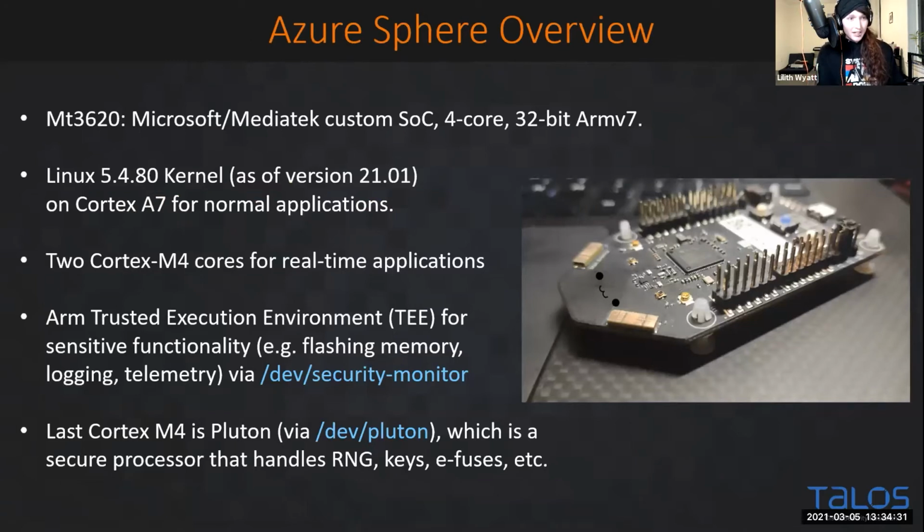As mentioned, it is the MT3620, which is a custom Microsoft/MediaTek SOC. It's 4 cores. You've got 3 Cortex M4s and a Cortex A7, all 32-bit ARM v7. It keeps its Linux kernel relatively up to date, so you're looking at the 5.4 branch and above. I think they started at 5.4 when we started. The Linux kernel runs on the A7, and then you've got 2 Cortex M4s that can run real-time RTOS custom applications.